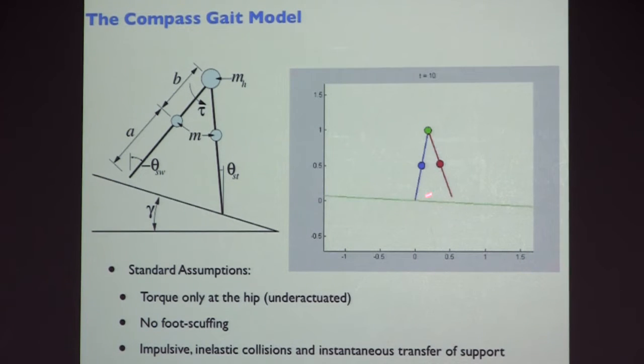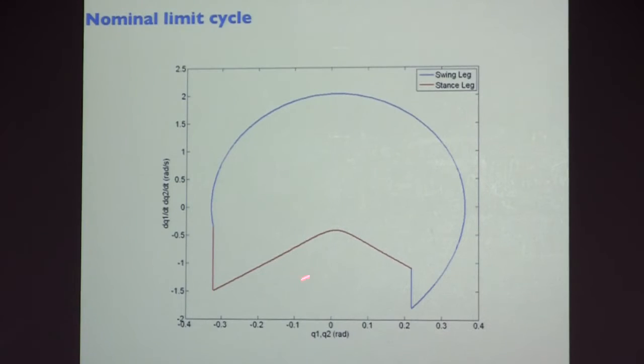We just assume that there's pin joints and hybrid transitions for the feet. Okay, so that robot, if you will, has no controller in it, but it undergoes a stable periodic motion that's punctuated by these hybrid impacts. So the foot hits the ground, there's an instantaneous change in velocity, the legs switch from the left leg being the stance leg to the right leg being the stance leg, and then it repeats.